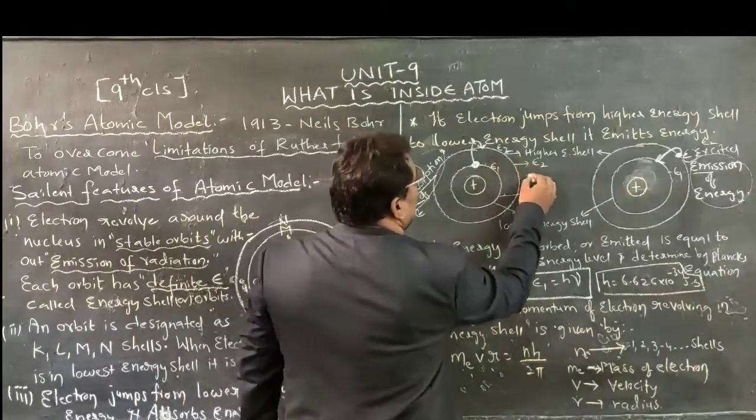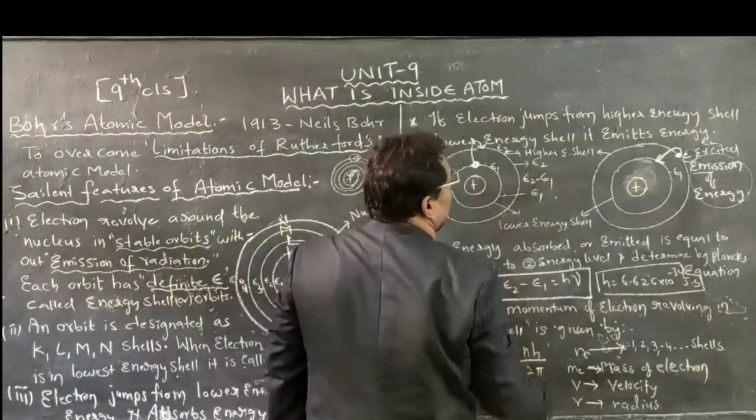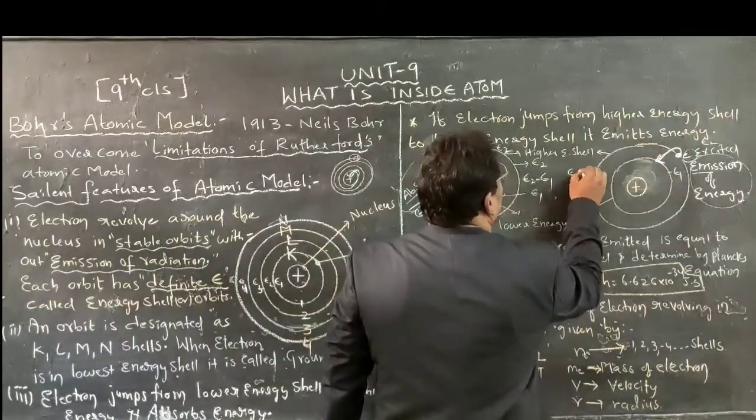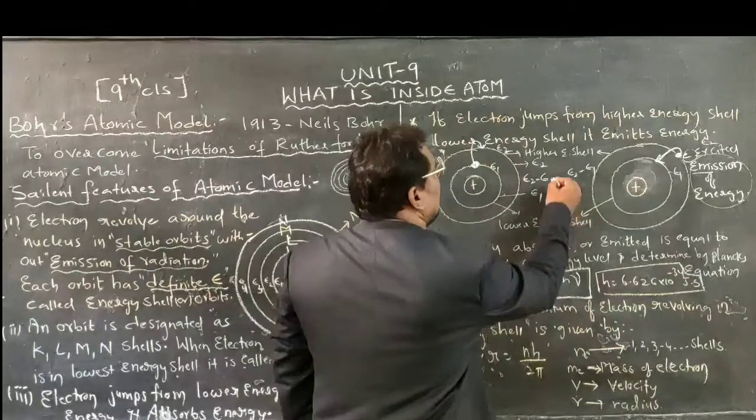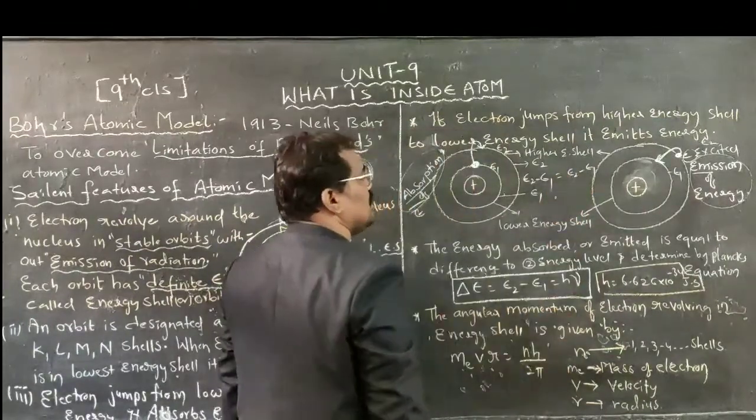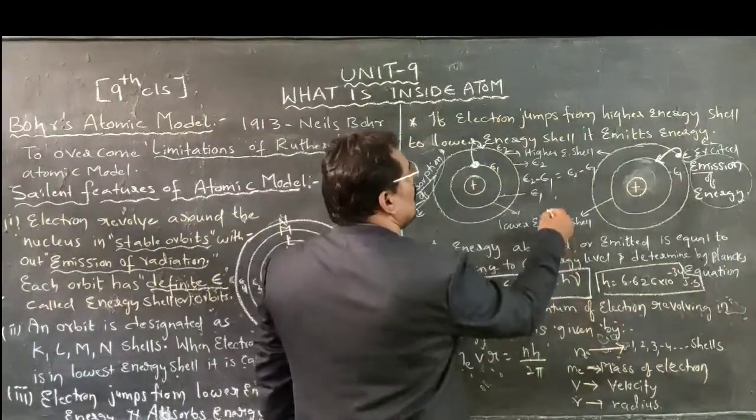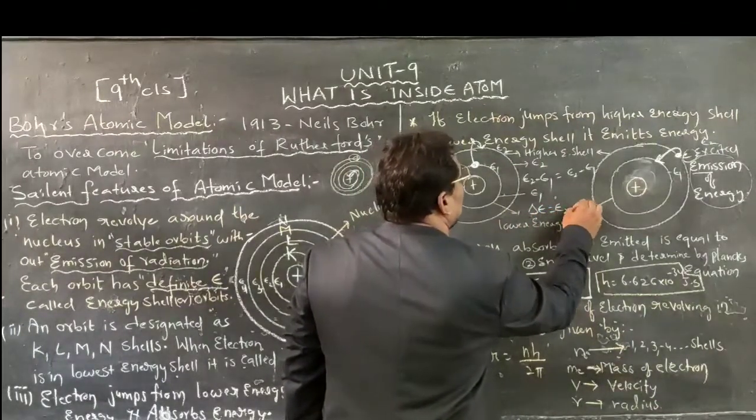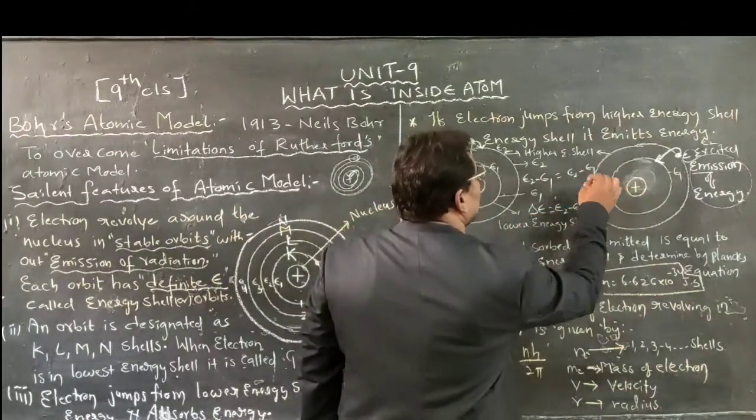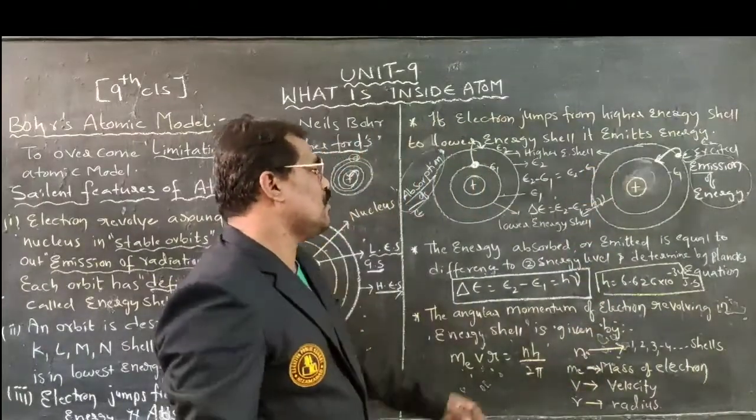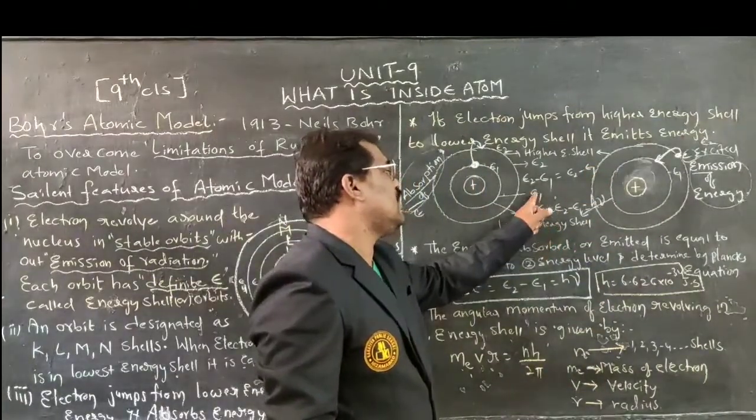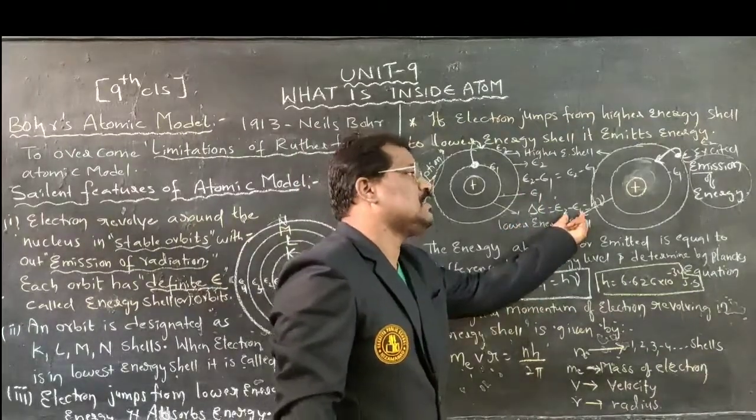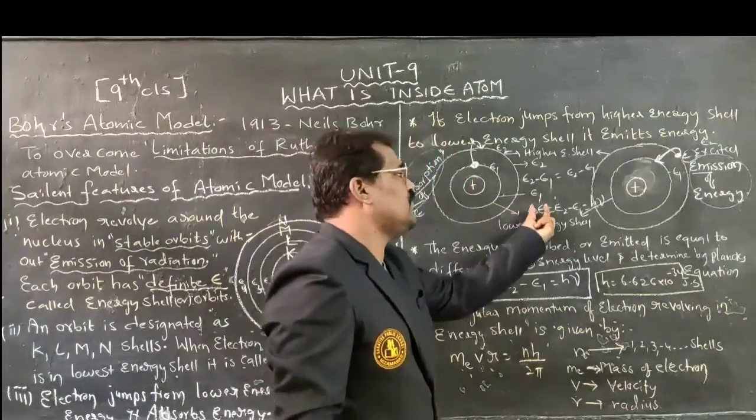What is the difference here? E2 minus E1. E2 minus E1 is equal to Planck's equation, that is, delta E is equal to E2 minus E1, which is equal to h mu. Delta indicates the difference in energy. How much difference is there? Depending upon the energy levels, we can identify how much difference exists.